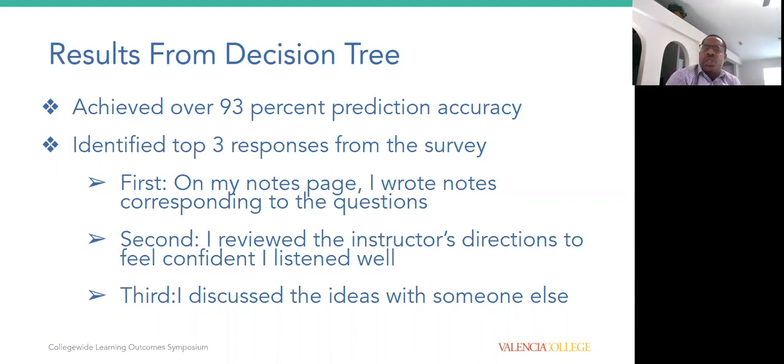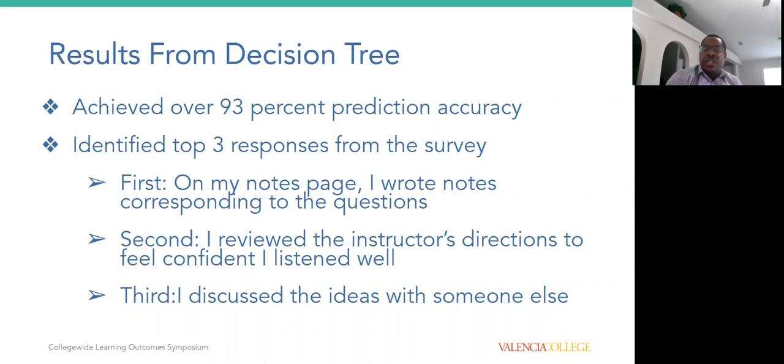So I said, okay, how about we look at what the algorithm deemed were the most important responses from the survey? And this is what I found out. It said that when the student wrote notes, that was really important in determining how their final grade ended up. Whether or not they reviewed instructors' directions afterwards, that was a really important part. And thirdly, whether or not the students were discussing their ideas from the speech with other classmates.